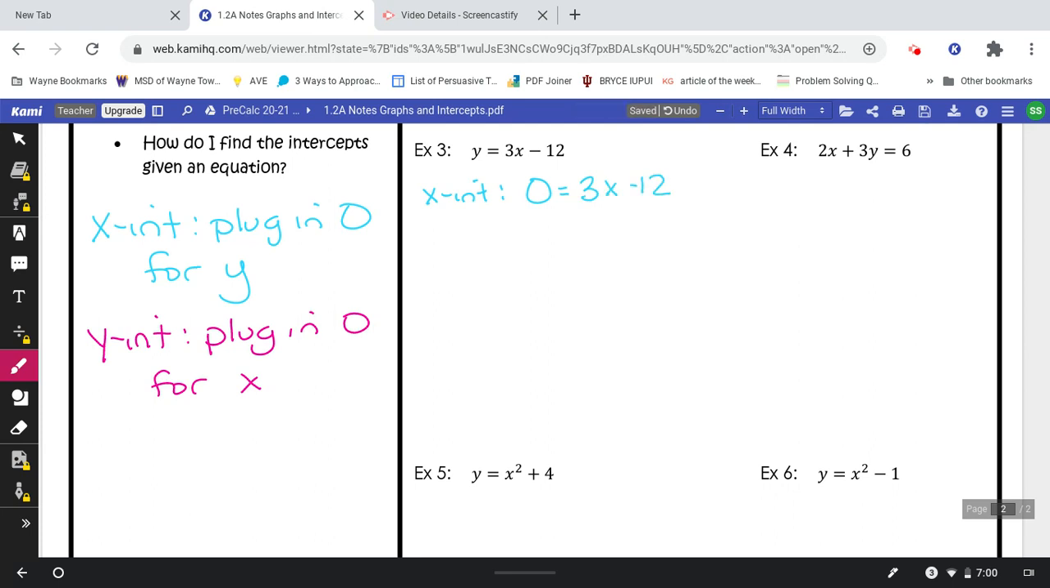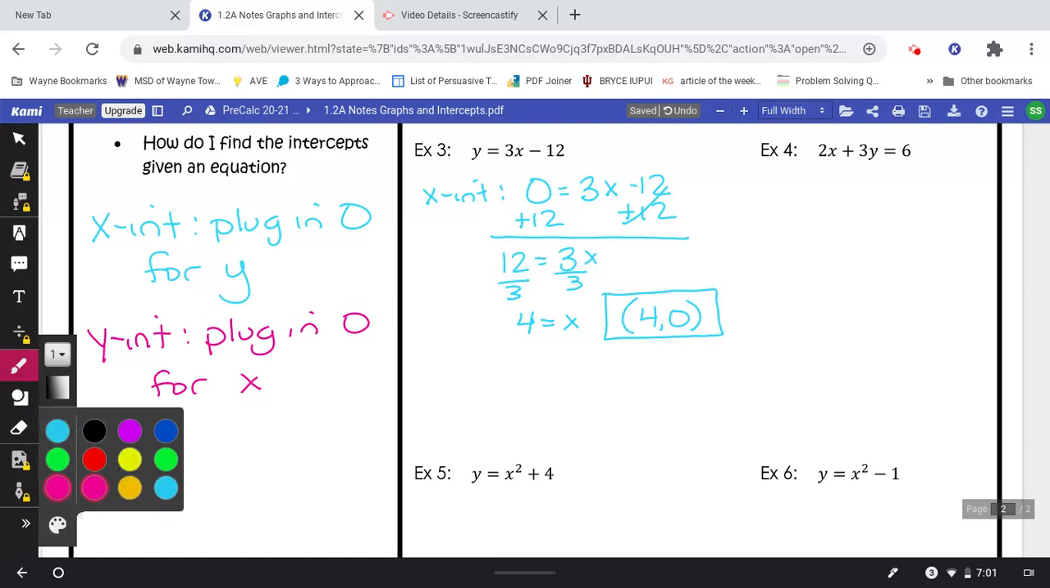From here, because it's the x-intercept, you're just trying to solve for x, to get x by itself. Add 12. 12 equals 3x. And divide by 3. 4 equals x. Now, 4 equals x is a perfect answer, but make sure you're aware that you can also write it as 4, 0 as an ordered pair. That's what most of our intercepts have looked like so far, so make sure you can write it in that format as well.